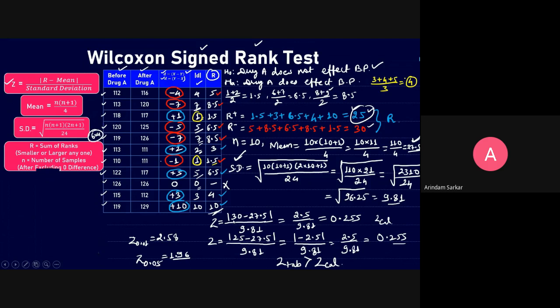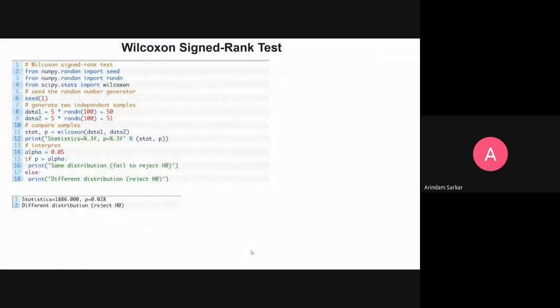First of all, I tried out with R negative and got the result 0.255. If I try out with R positive, we also get the result 0.255, right? So this is the calculated value, 0.255. Now we need to consider the table value. For 0.01 significance, the table value is 2.58. For 0.05 significance, the table value is 1.96. If the table value is greater than the calculated value, then it is accepted.